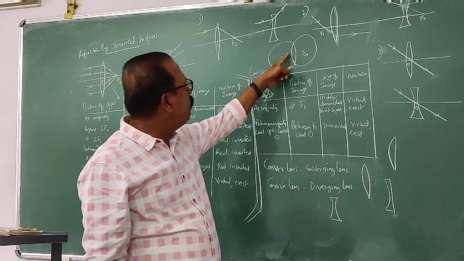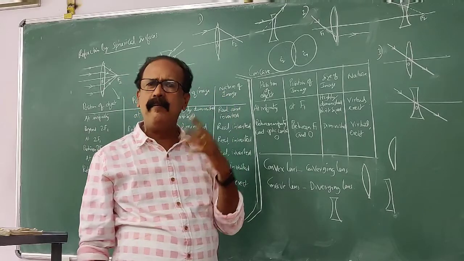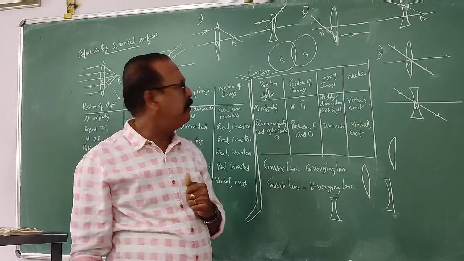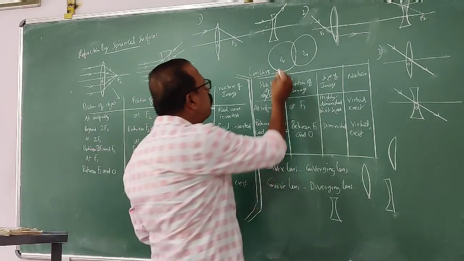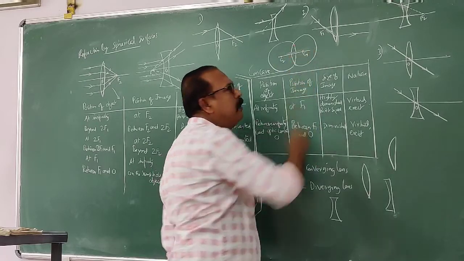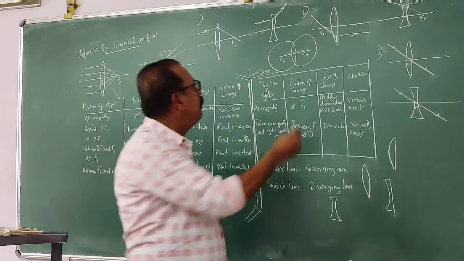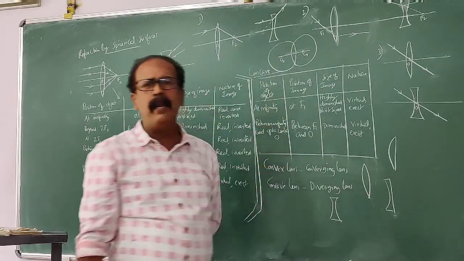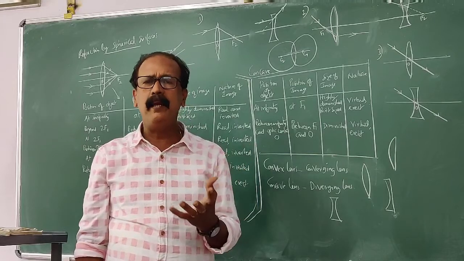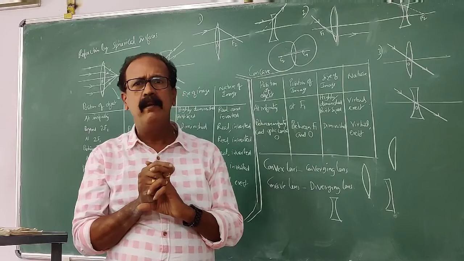The radius of the sphere of which the lens surface is a part is called the radius of curvature, as studied already. A straight line passing through the centers of curvature is called the principal axis. A lens will have two radii of curvature on either side.